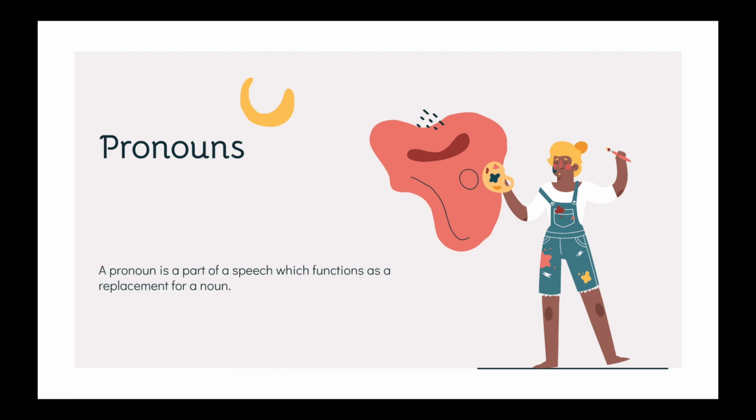And then the next one is pronouns. So a pronoun is a part of speech which functions as a replacement for a noun. Okay, so you replace a noun with pronouns, so you don't have to repeat the same noun over and over again. For example, I, it, he, she, mine, his, hers, and so on. We, they, theirs, and ours. Okay, I'm sure you're familiar with this already.